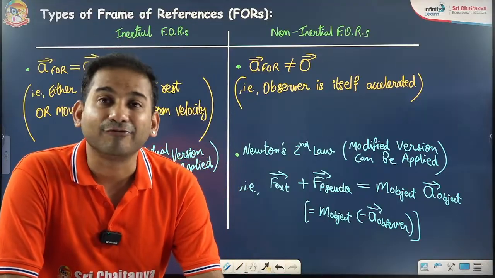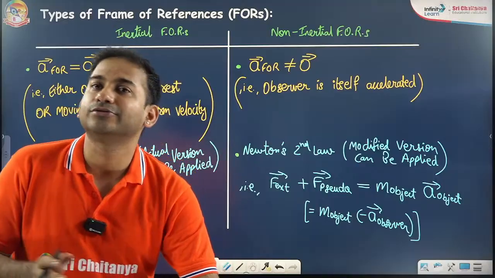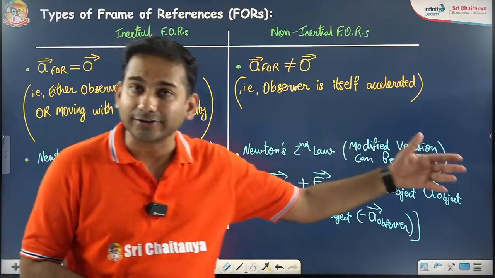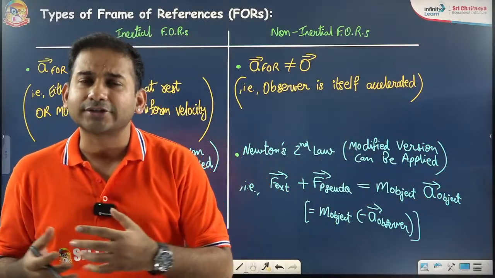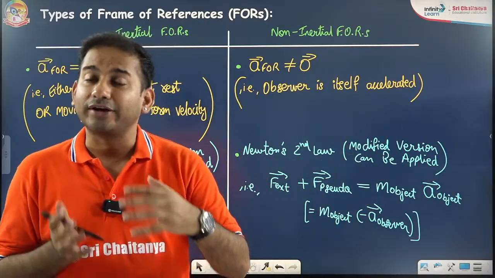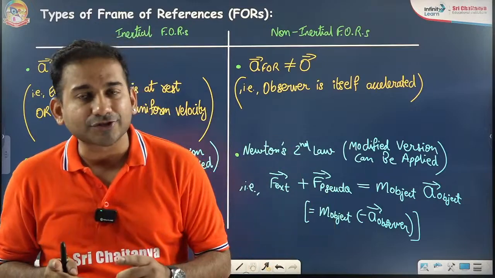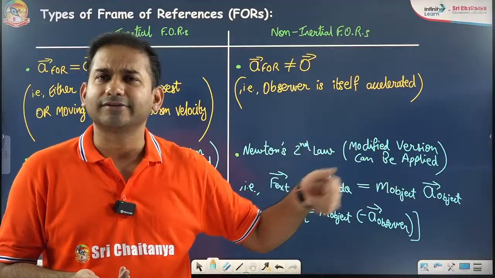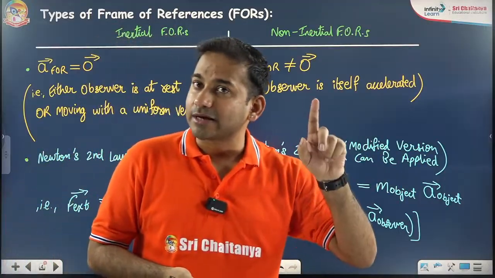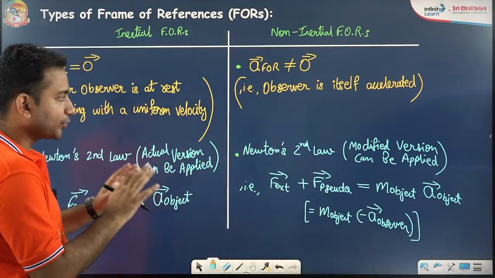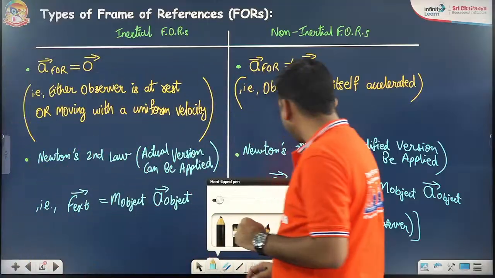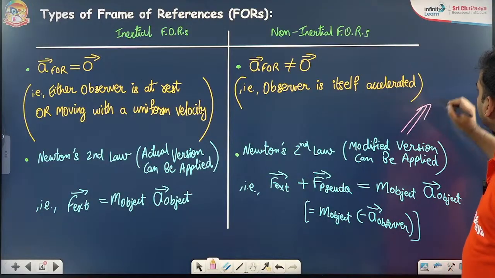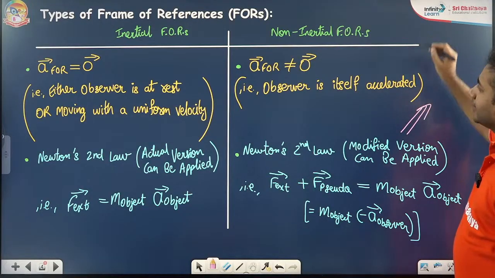But remember, vectorially speaking, you are going to add these two vectors. But with numerical problems, whenever you substitute, you will substitute along with the plus minus sign. Our convention: in the x-axis, forward positive, backward negative. In the y-axis, upward positive and downward negative. Alright, that's the case.